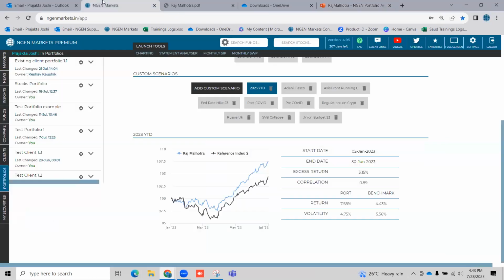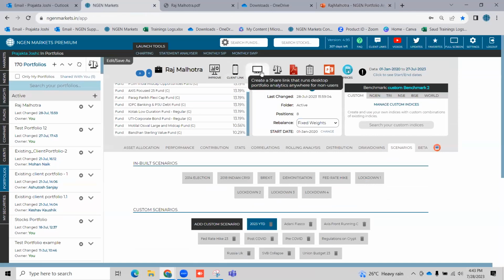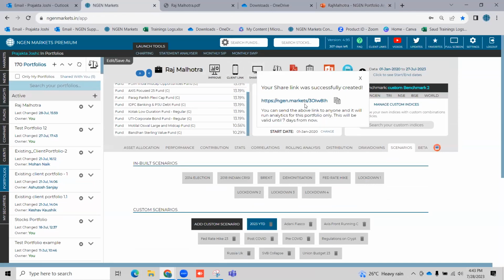These are the 2 reporting options. Next, we have the client link and the share link as well. So a share link, what this will do is it will copy the entire link of the portfolio.